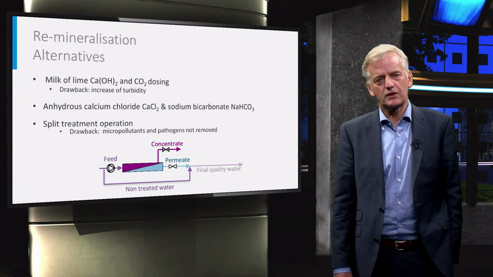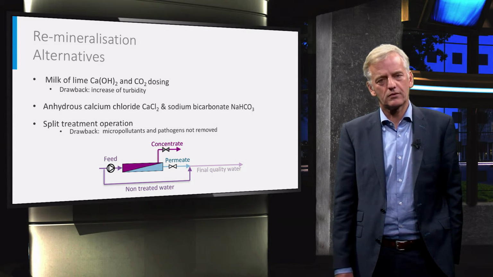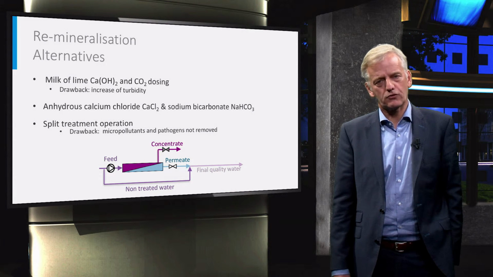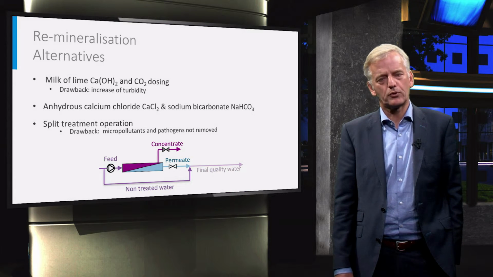Split treatment means that only a part of the water passes the RO unit, whilst the other part is untreated. The permeate of the RO unit and the non-treated water are mixed, resulting in the desired water quality. The drawback of this split treatment is that a part of the micropollutants and the pathogens are not removed by the membrane filtration.